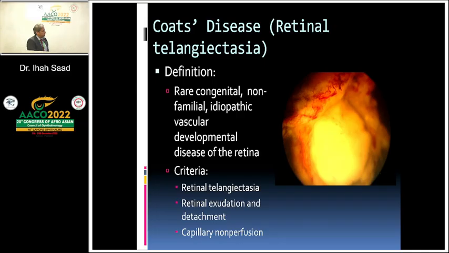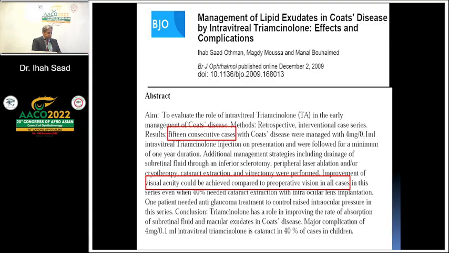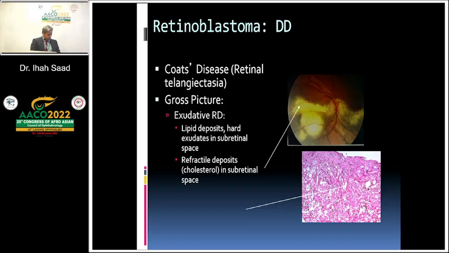So the retinal telangiectasia is in essence exudation and detachment. We have a whole lot of exudation under the retina, and also the capillary blood perfusion is really important. I'd like you to refer to this paper published in the BJO in 2009, which is the way of dealing with stage 2, 3, and maybe 4 Coats disease. But this is an important paper that is now the standard of care of patients with Coats disease.